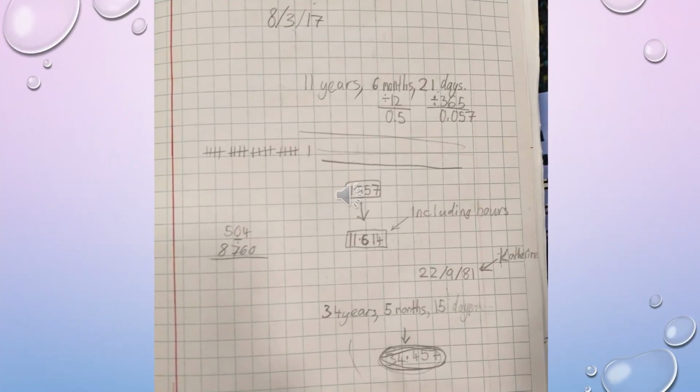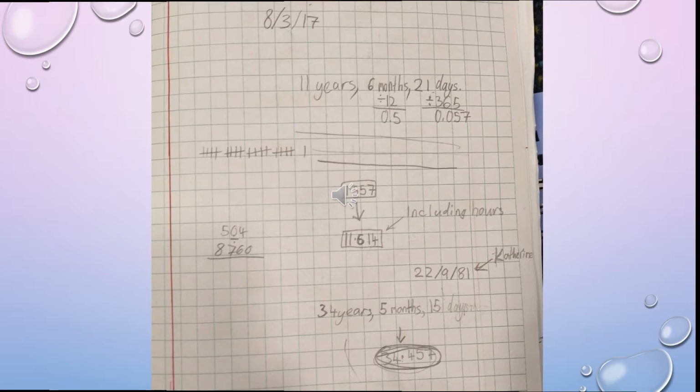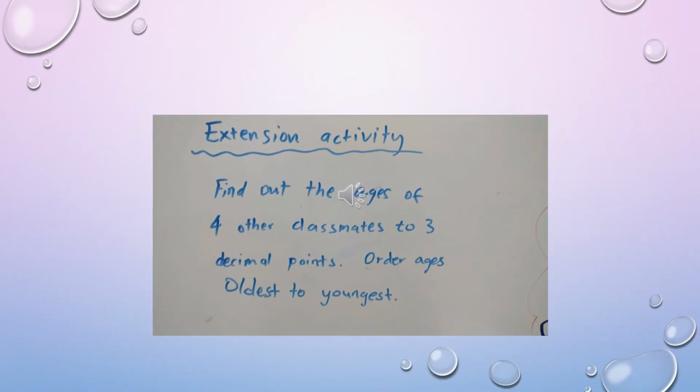For the individual activity, students are to work out their own age to the 100th decimal point. This is an example of a student's work. Using the methods explained on the board, she worked out she was 11.614 years old. She also worked out another teacher's age, which is 34.454 years old. All students were required to complete this activity.